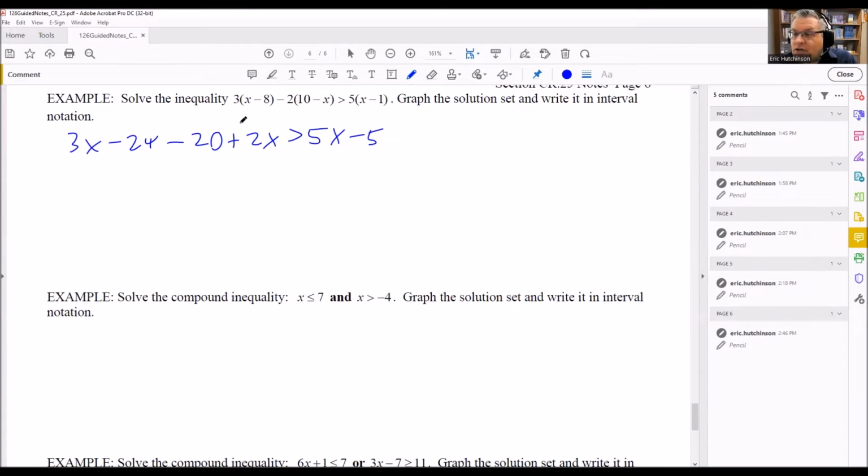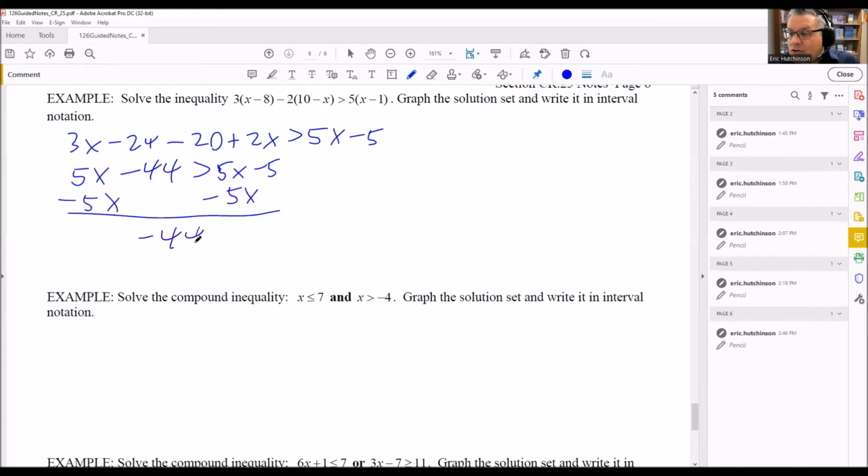So I've got a 3x and a 2x. That's going to be a 5x. Then we have minus 44 greater than 5x minus 5. All right, so we've got that. Now we need to get all the x's on one side of the inequality. So I'll just subtract the 5x from both sides.